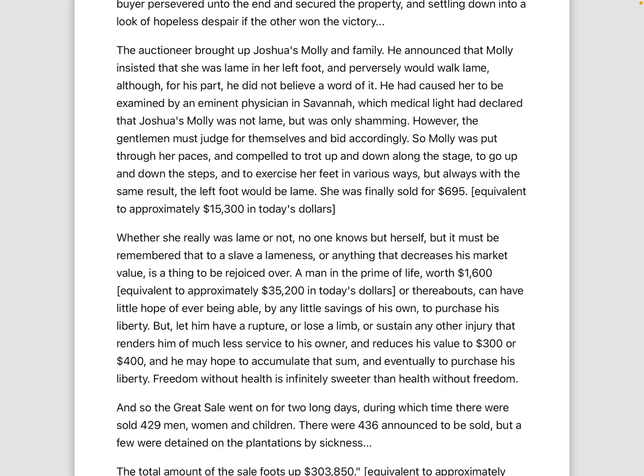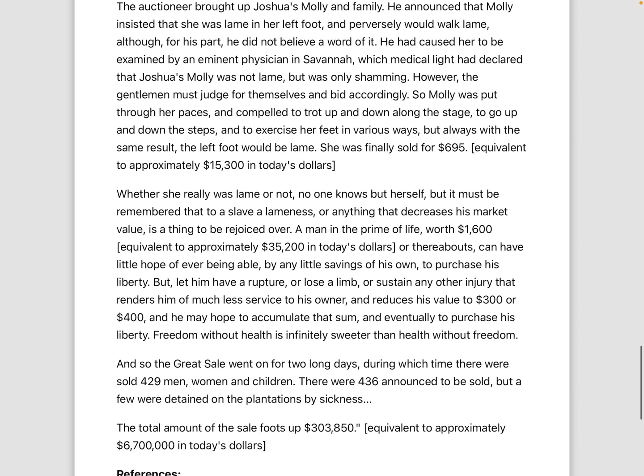A man in the prime of life, worth $1,600, equivalent to approximately $35,200 in today's dollars, or thereabouts, can have little hope of ever being able, by any little savings of his own, to purchase his liberty. But let him have a rupture, or lose a limb, or sustain any other injury that renders him of much less service to his owner, and reduces his value to $300 or $400, and he may hope to accumulate that sum and eventually purchase his liberty. Freedom without health is infinitely sweeter than health without freedom.